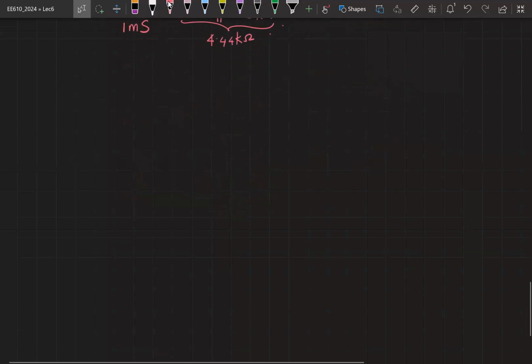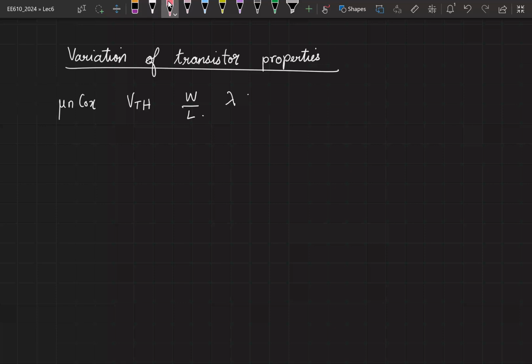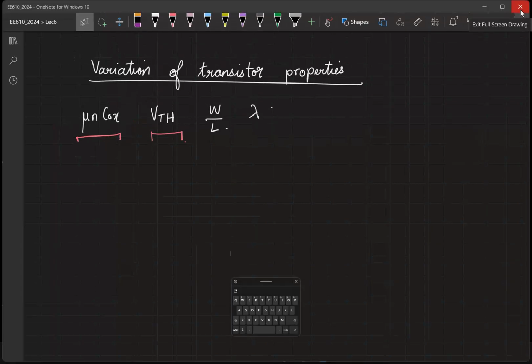Okay. So now let me talk to you about some of the other non-idealities that you can expect from a transistor, mainly the variation of transistor properties. So the transistor properties that you are familiar with so far are mu and COX, right? There is threshold voltage VTH, then there is W by L, and now you are also familiar with lambda, right? So I'm going to focus the attention on two parameters that see the most variations, mainly mu and COX and VTH, right?